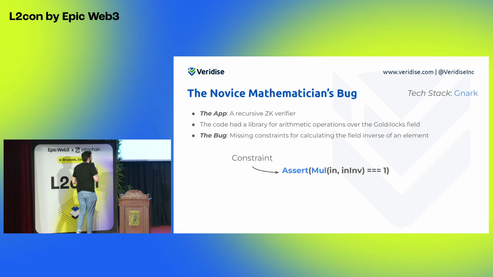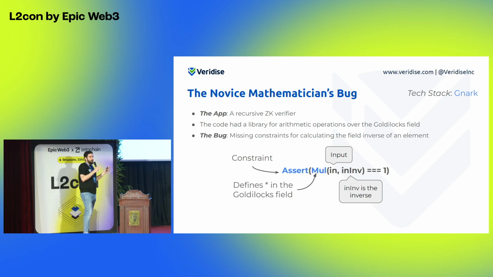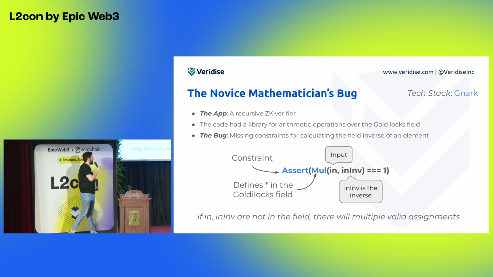All they state is that the constraint you need to introduce is: if you have your input and its inverse, which is going to be the output of that component, you want to ensure that if you multiply them in the Goldilocks field, then the result is going to be 1. That was the constraint the developers had written, and it seems to check out, right? However, there is a small caveat here.